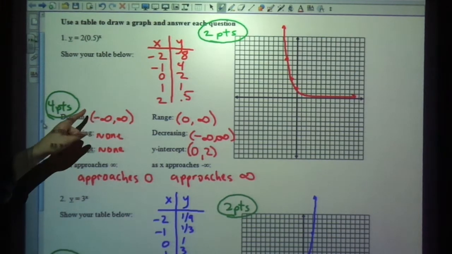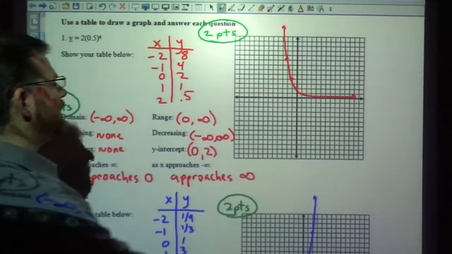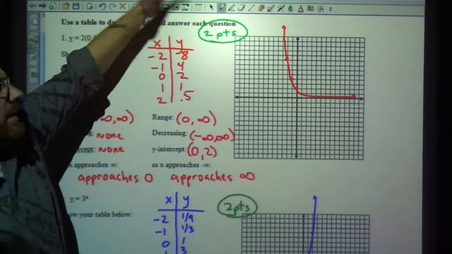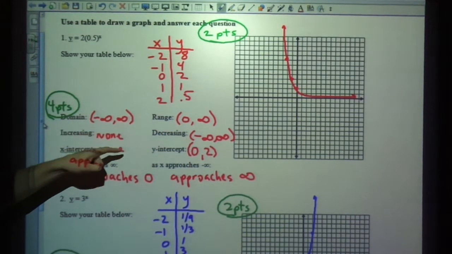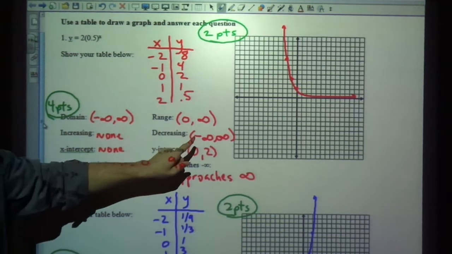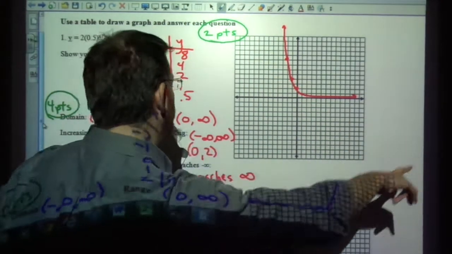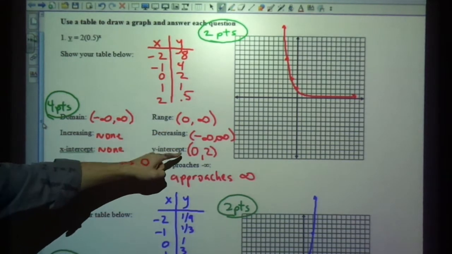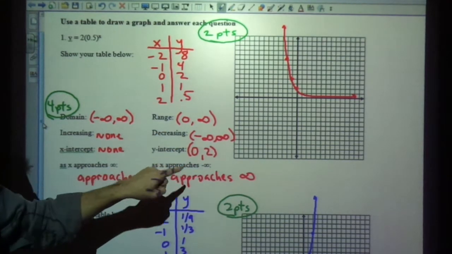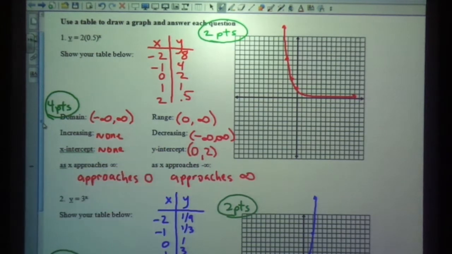The domain is -infinity to positive infinity. The range is 0 and above, so 0 to infinity. It's never increasing because the whole time it's decreasing from -infinity to positive infinity. There's no x-intercept. The y-intercept, they should say a point. Don't just say 2. It's a coordinate, (0, 2). Take off a half if they don't say that.